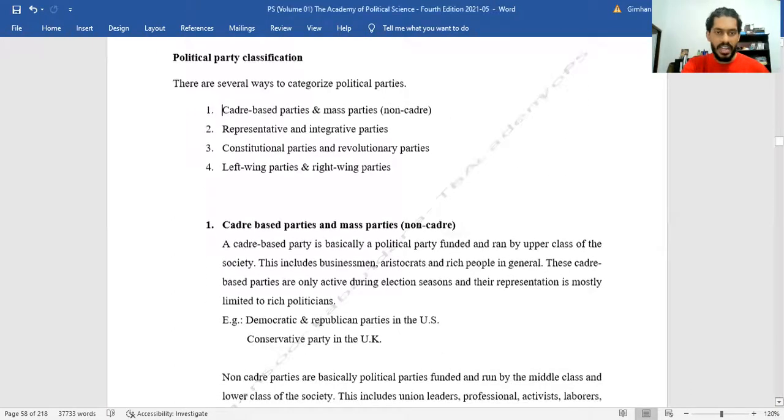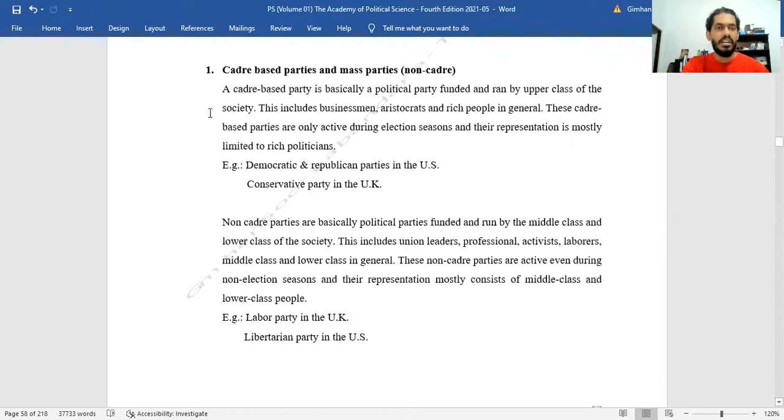Right. So let's read cadre-based mass parties to find out. Ishma, can you read? Yes. Cadre-based parties and mass parties, non-cadre.